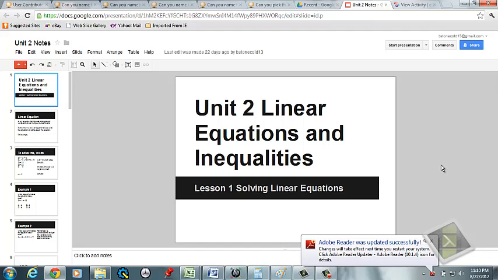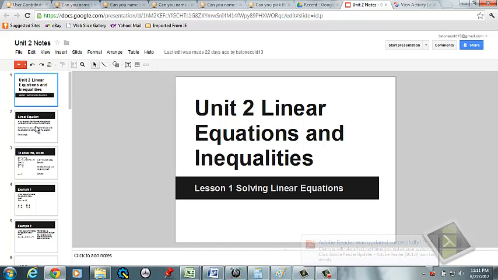We are in Unit 2 now. That's good. One down, 7 more to go. We are to the linear equation and inequality part. So we're going to be solving equations in this unit. For the next several days, that's what we're going to be doing. My computer is still acting up. Okay. Lesson 1, we're going to be solving linear equations.